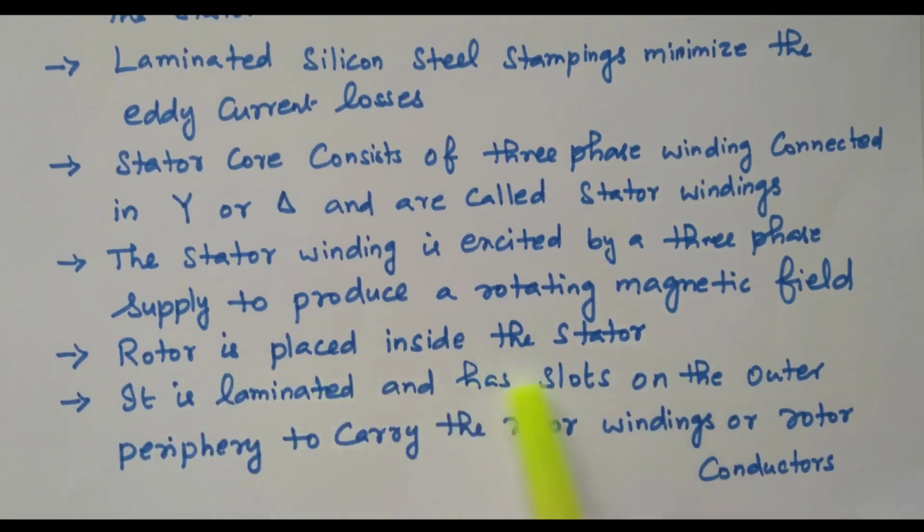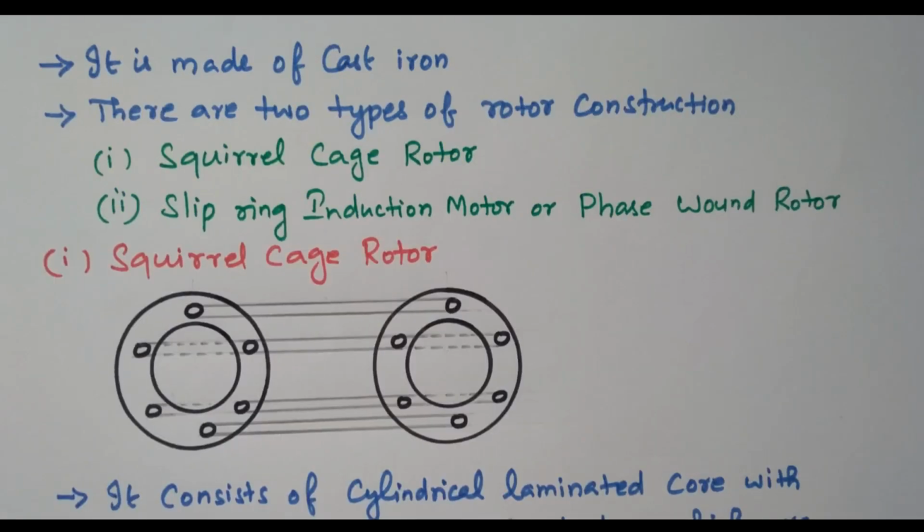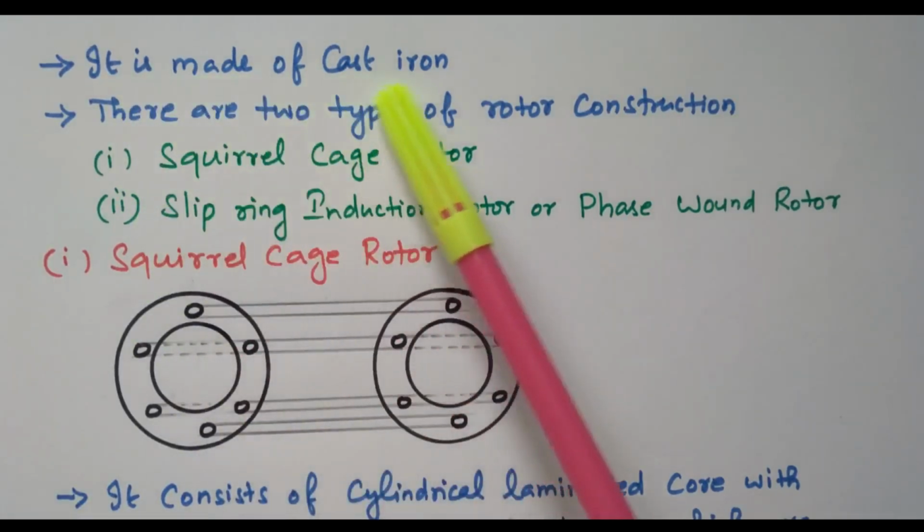The rotor is placed inside the stator, as we just discussed in the diagram. It is laminated, with slots on the outer periphery to carry the rotor winding or rotor conductors. So this rotor also is laminated and has slots, and in the slots the rotor winding or rotor conductors are placed. It is made up of cast iron.